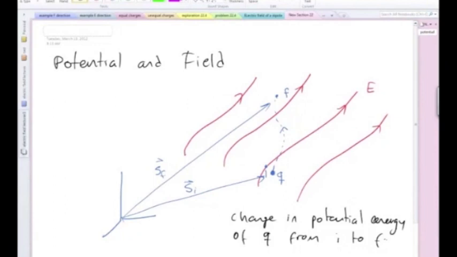Okay? So what is the change in the potential energy when that charge moves that way? The change in the electric potential energy of the charge is equal to the negative of the work done by the electric forces. Those are the only forces doing work in this problem. The charge is moving because of the electric field acting on it. And that work has been done when you move from the location I to the location F.